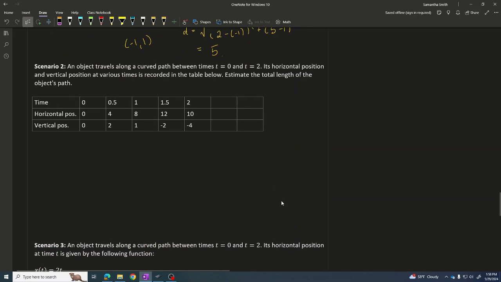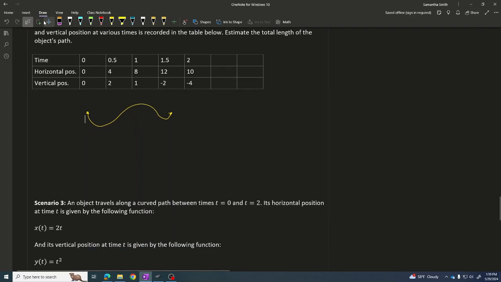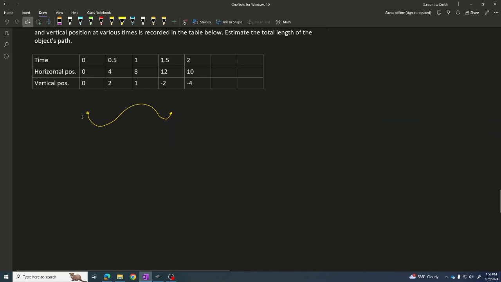What happens if your object is traveling along a path that potentially is curved? It's not straight. In a situation like this one, how would I get a sense, how would I get an estimate of how far this object traveled? Well, once again, we're going to use the same idea that has shown up in all the examples so far. We're going to take this complicated problem, this difficult problem of finding the length of this curved path, and we're going to make some simplifying assumptions to make the calculation possible.